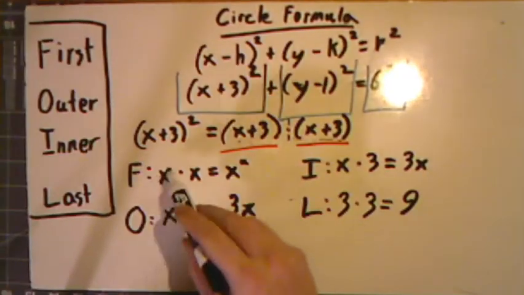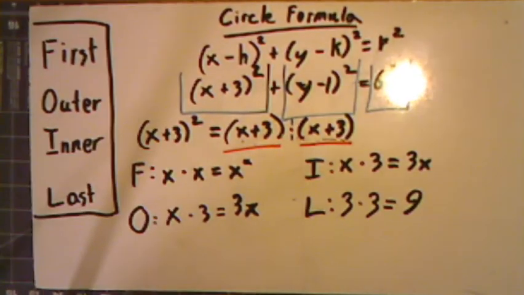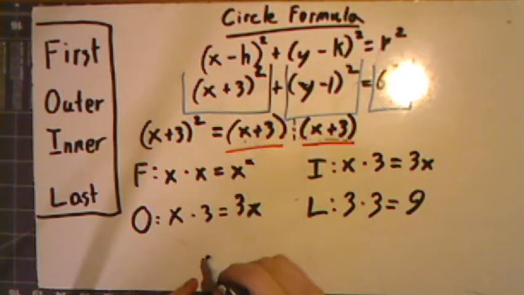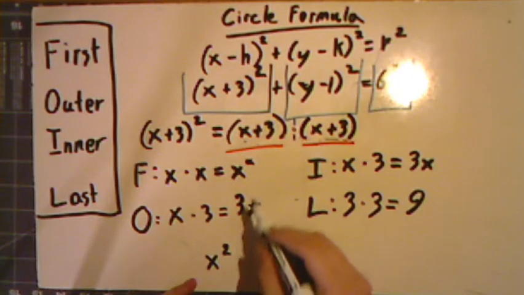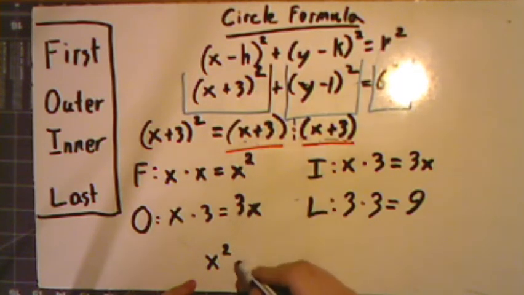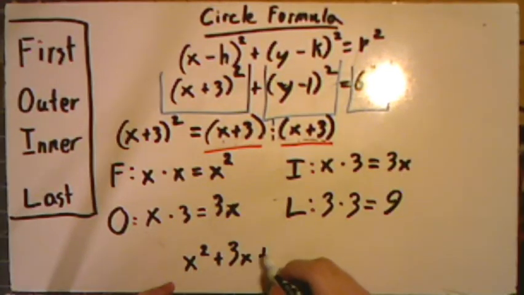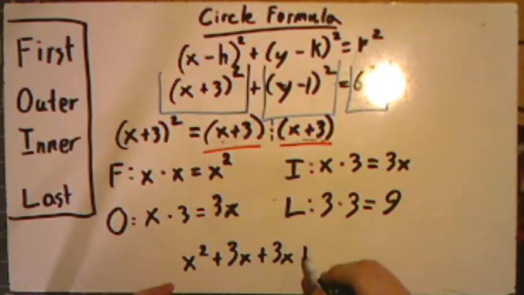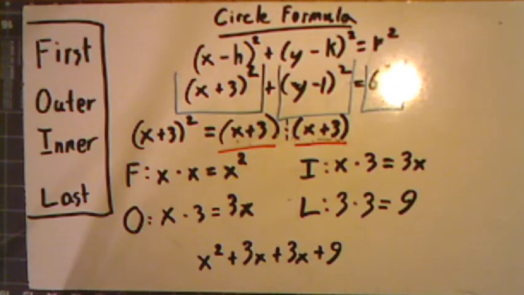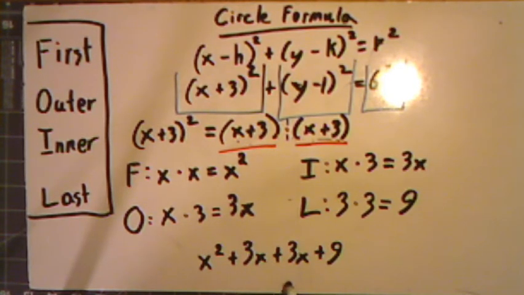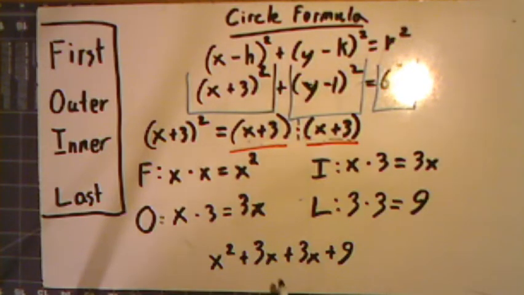So now we have a bunch of terms, all of these between F, O, I, and L. We combine those together to get our final equation. We take the x squared, we add the 3x, we add another 3x, and then we add our 9. Now we should be able to see that since these have the common x, they should be able to add together.